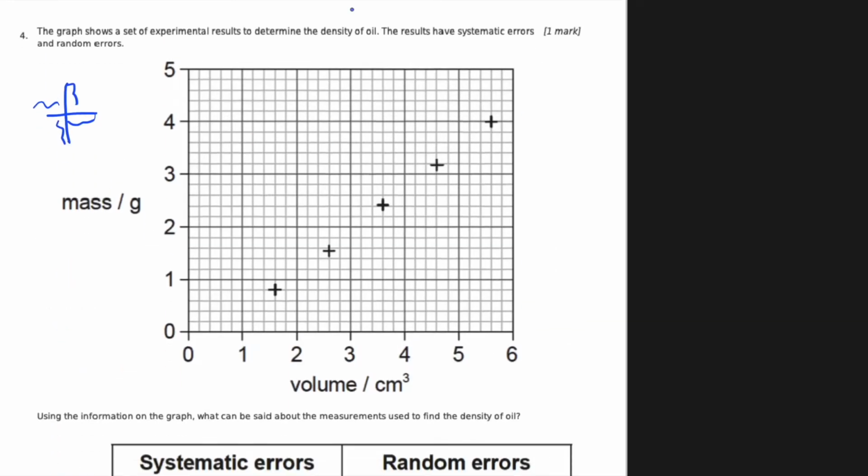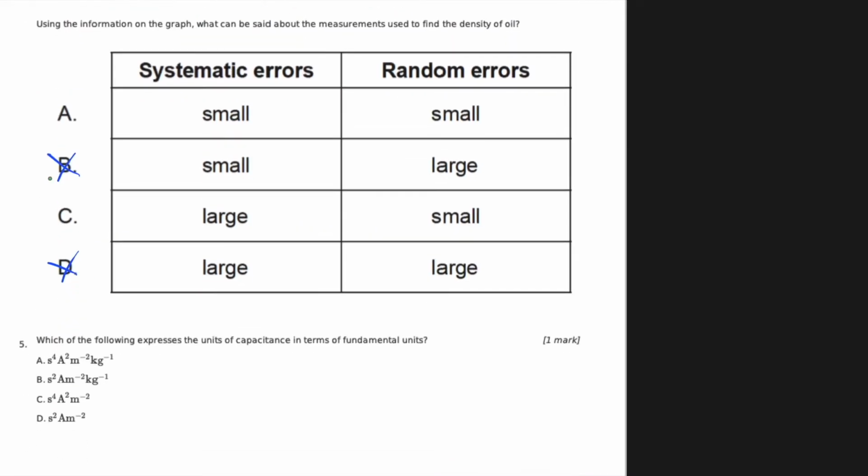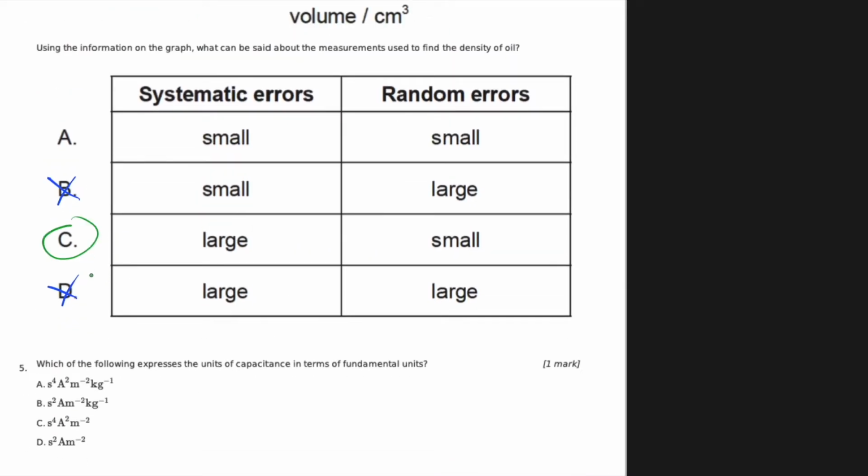Now you just need to determine systematic error. So I draw a line across all the crosses on the graph. So I find that when the oil has a mass of 0 kilograms, it has a volume of something here. So now I know it must contain a very large systematic error, because when you are trying to measure the weight of the oil, there is a large systematic error. So the answer is C. It contains a large systematic error and a small random error.